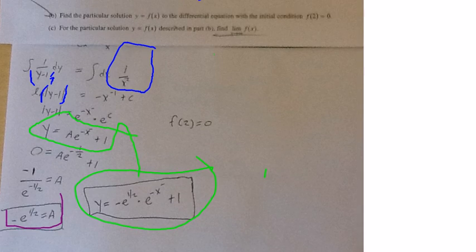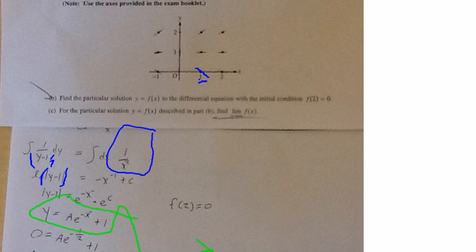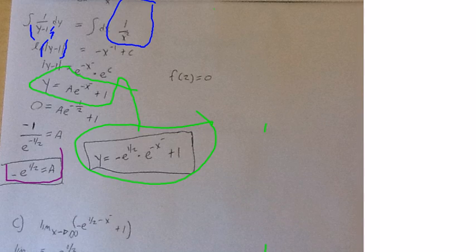Part C just asks you to find the limit as x goes to infinity. So you just do that with the equation that you just found. If you think about it, we have negative e to the 1/2 minus 1 over x. Now you probably know from your limits, when you have 1 over x and you're going to infinity, 1 over x equals 0. So it's that simple. The limit as x goes to infinity equals negative e to the 1/2 plus 1.